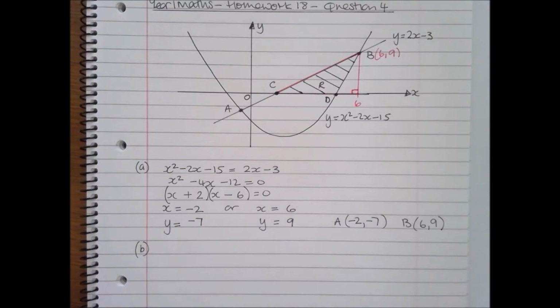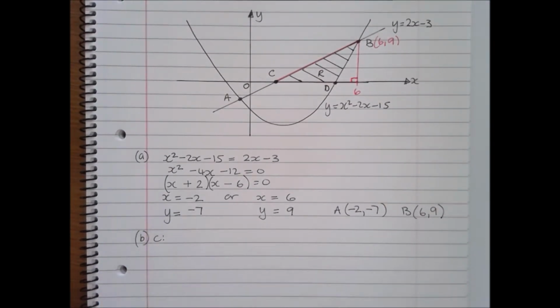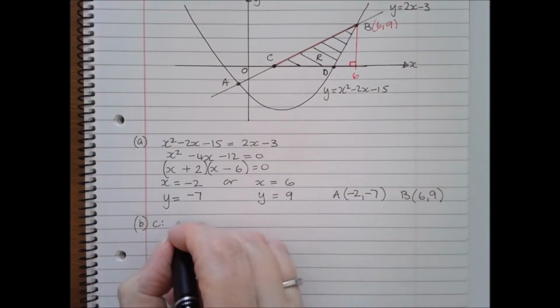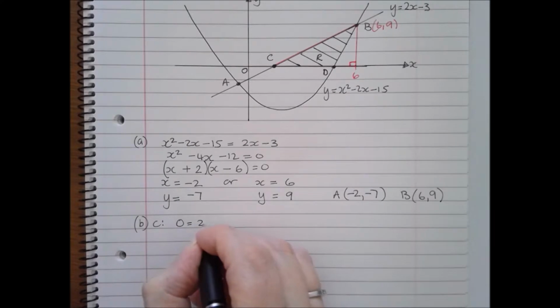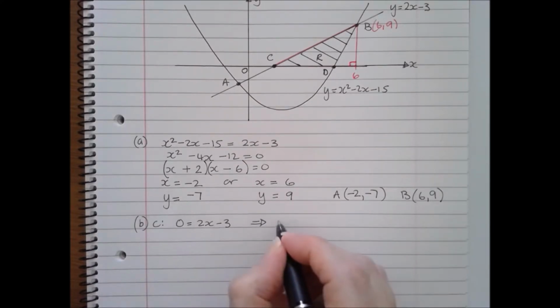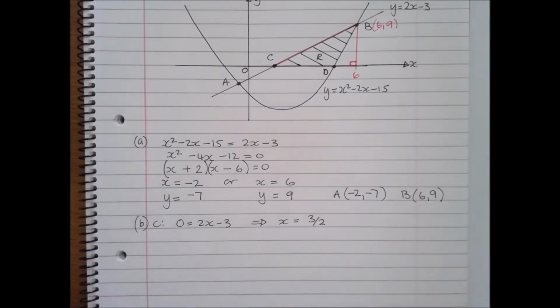So the first thing we need to do before we start integrating is to find the coordinates of C and of D. So if we look at C, first of all, to find the coordinates of C, we know that 0 must equal 2x minus 3, because on the x-axis your y coordinate is 0, and this is the straight line. So from here we know that x is going to equal 3 over 2.